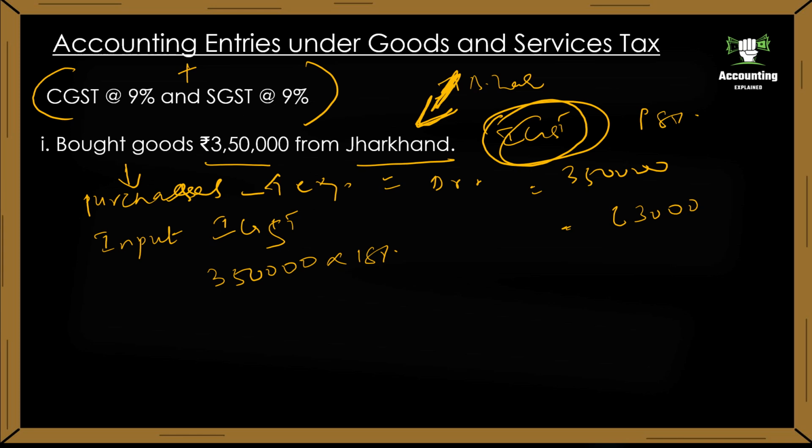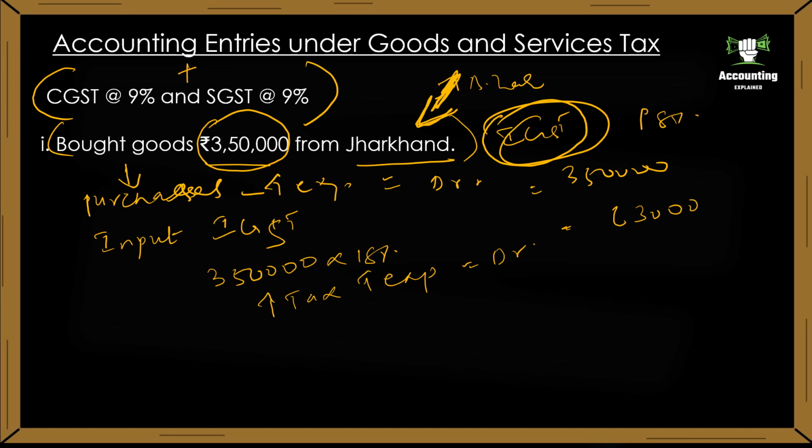Again you are paying tax. When you pay tax, an increase in tax means an increase in expense, so you have to debit. 63,000 has to be debited. Bought goods for 3,50,000 from Jharkhand. They have not mentioned whether you bought on credit, on cash or by cheque. Since it's a huge amount, we assume that you bought by giving a cheque.